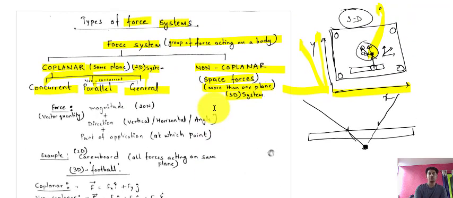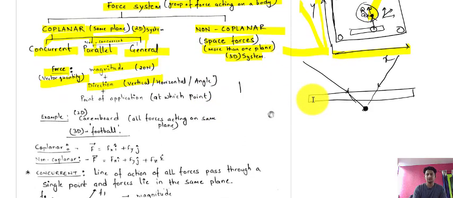Now, force is a vector quantity, having magnitude plus direction. Suppose this is an object that has been kept on a surface here. Now you apply a force from here in this direction, suppose 20 Newton. It has some magnitude, that is 20 Newton, and you are applying the force in this direction, so it has a direction also.